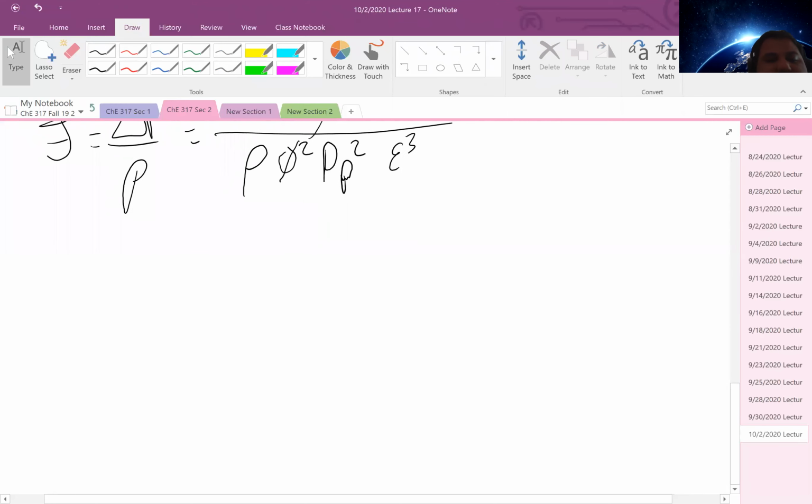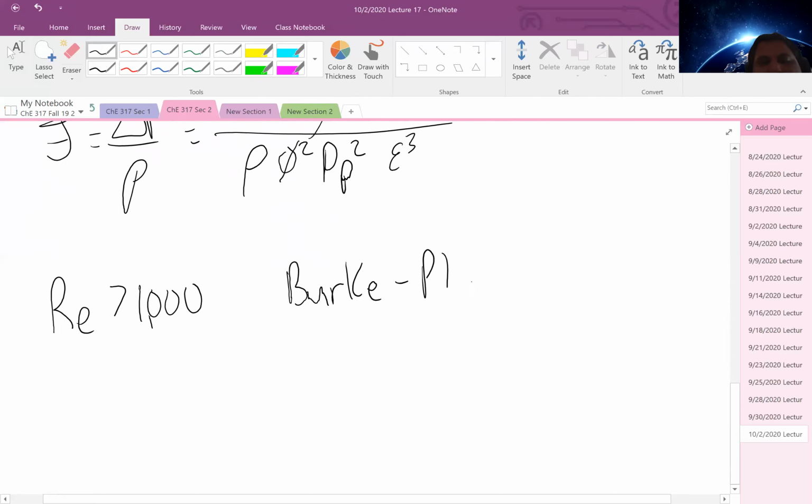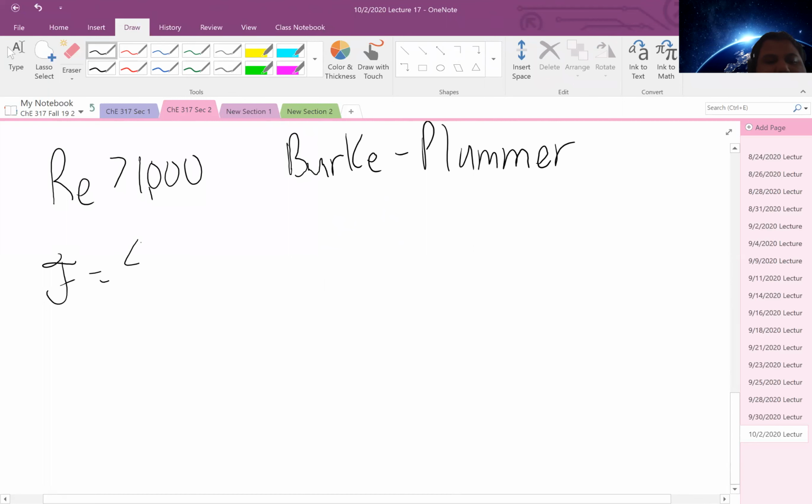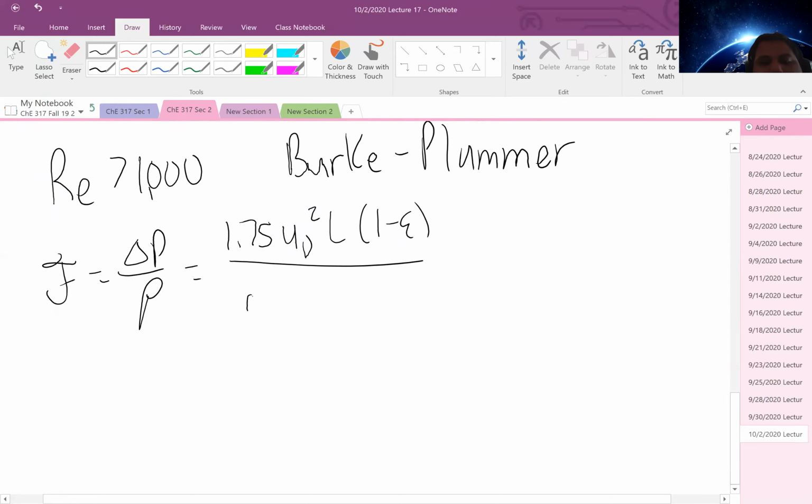And if we have a higher Reynolds number that's considered fully turbulent, which is greater than 1,000, we can use the Burke-Plummer approximation, which tells us that for the system we can calculate our pressure drop by the second term, which can be written here. It's epsilon cubed.